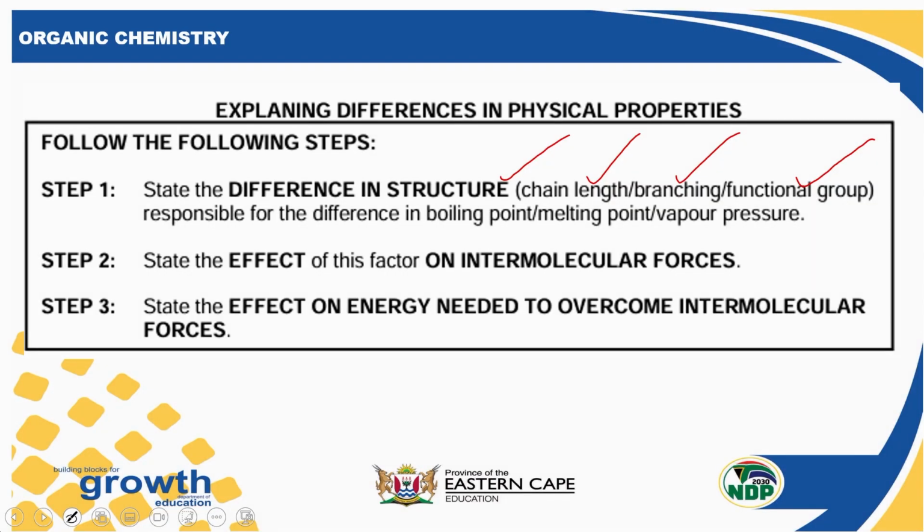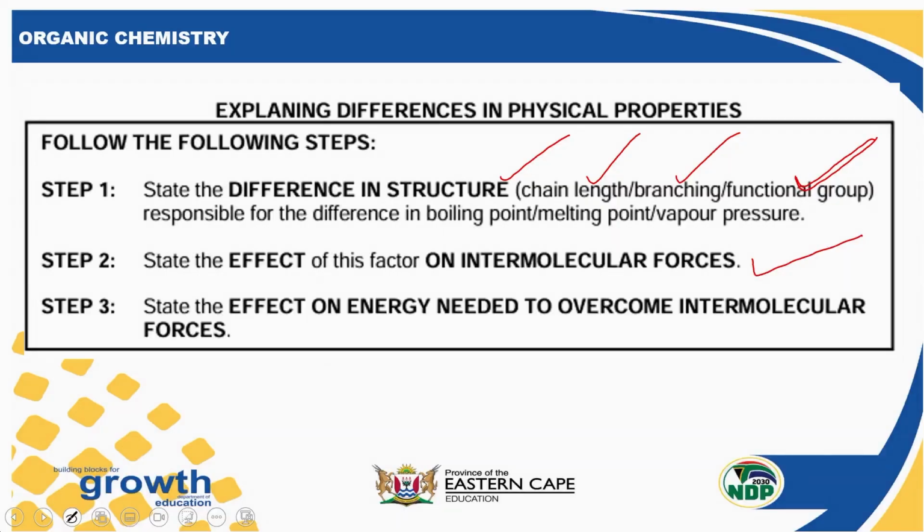You look at the degree of branching: the less branched compound has stronger intermolecular forces. The more branched compound has weaker intermolecular forces. And obviously, when you look at the functional group, you look at the different types of intermolecular forces. Arranging them, your London forces are the weakest, then dipole-dipole intermolecular forces, and your hydrogen bond is the strongest intermolecular force. Your step number 2, you need to state the effect of those intermolecular forces. Now, you know which one has the strongest intermolecular force and which one has the weakest intermolecular force.